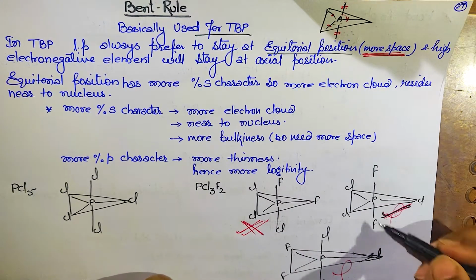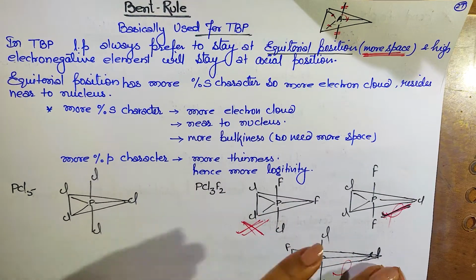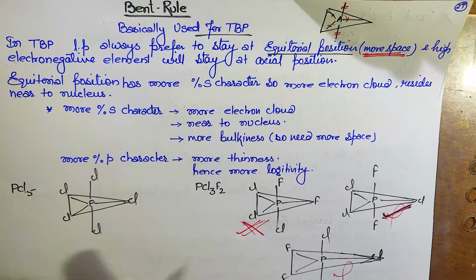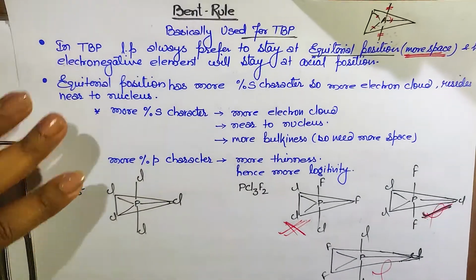Done. So this one will be there. What is the reason behind it? इसके पीछे क्या है? ये percentage S character and all that कैसे निकालेंगे? So let me explain this thing.